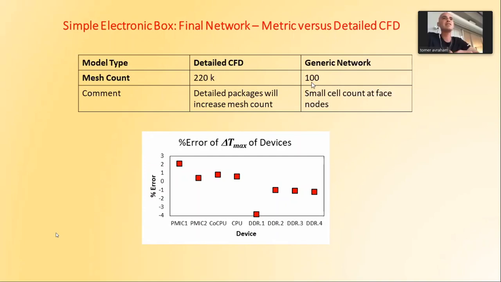So 120,000 cells reduced to a generic network of 100. Runtime, maybe not a lot, but if this is this little module here, you see the error is very small. But if this is only one of 12 modules inside a cabinet, each of them has its own boundary conditions, but it doesn't matter because each of them has its own ROM.